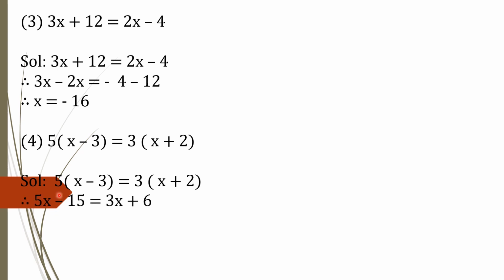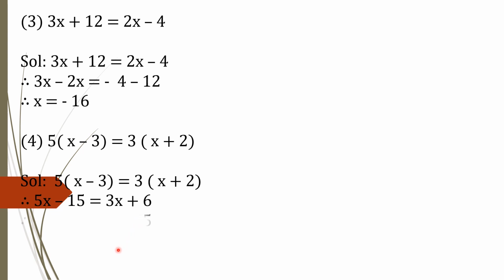So what will happen? What do we get? That is, therefore, 5x, that is 5 into x, 5x, minus 5 threes are 15, equal to 3 into x will become 3x. 3 into 2 you'll get 6. Both are positive, so you'll get plus 6. Now, next step, students, you'll bring variables to the left hand side and numbers to the right hand side.